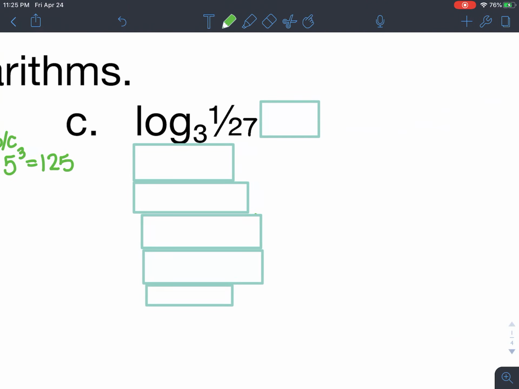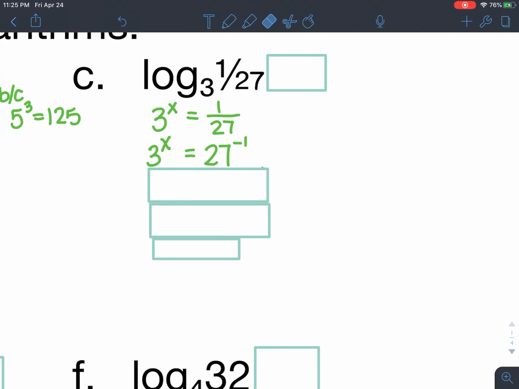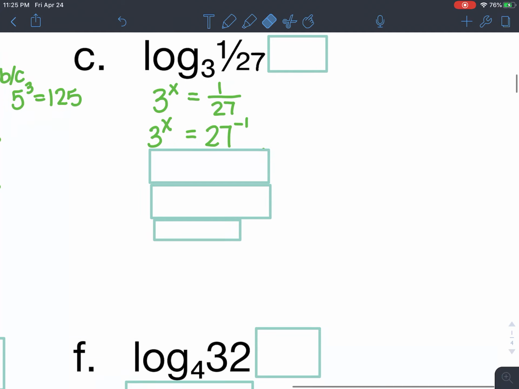Okay, let's come over here. Ooh, there's a fraction. Okay, well, log base 3 of 1 over 27. Let's just start the same way. So 3 to what power equals 1 over 27? The next thing I would do is try to make this fraction not be a fraction anymore. So I would change the 1 over 27 to 27 to the negative first power. That way everyone's in terms of a power and there are no fractions.